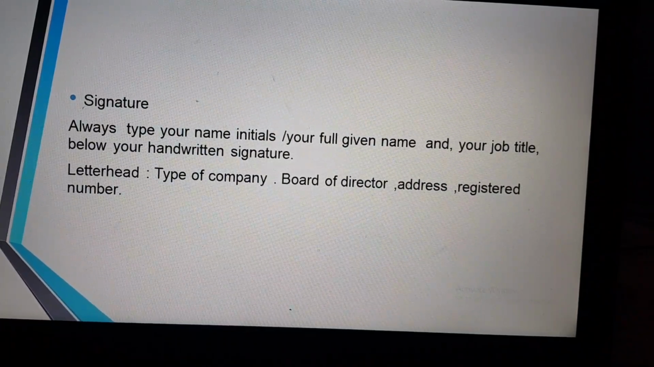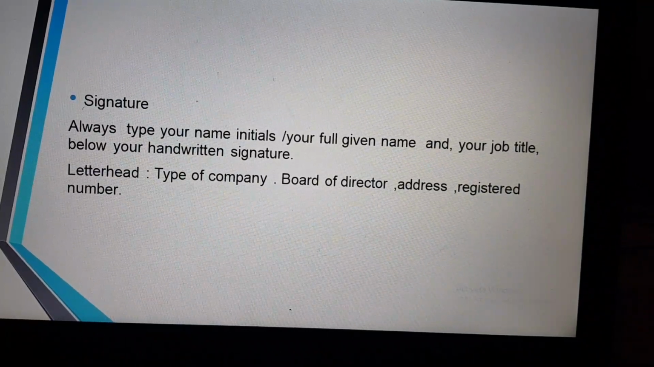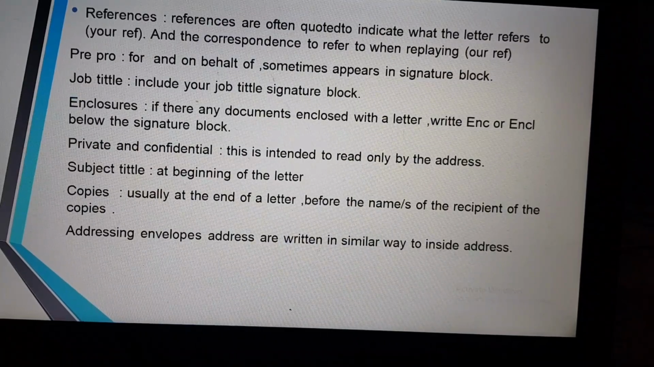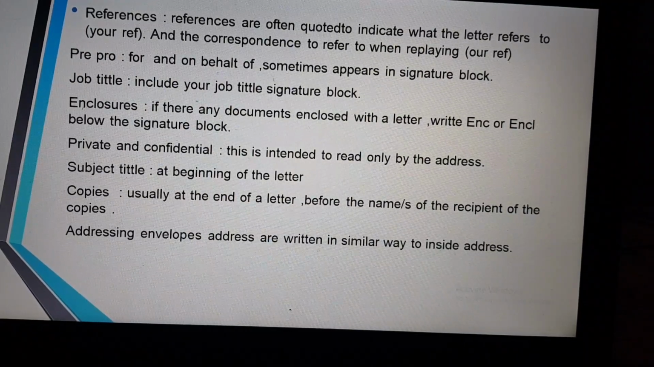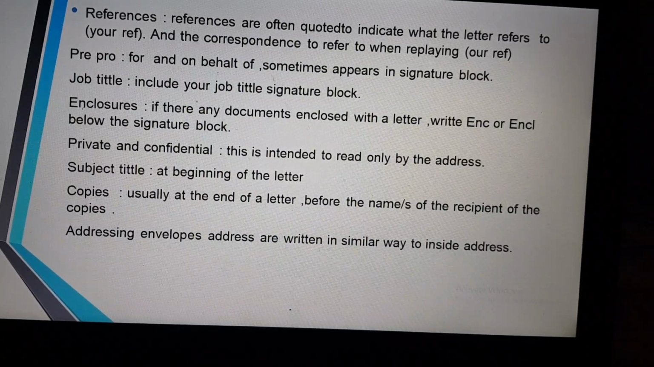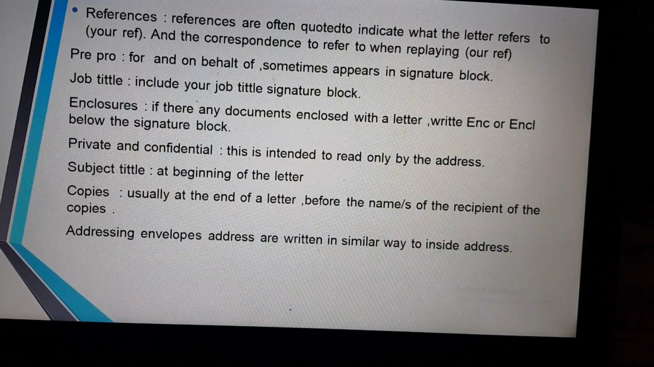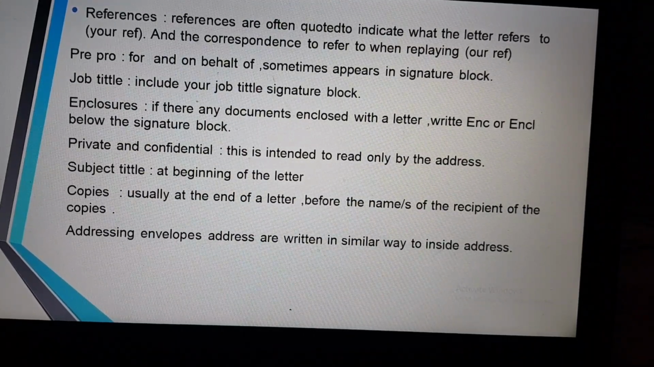Letterhead is the type of company, board, the director, address, register number. Reference: these are often quoted to indicate your reference and the correspondent's reference to quote when replying. PP is for and on behalf of, and sometimes appears in signature blocks.